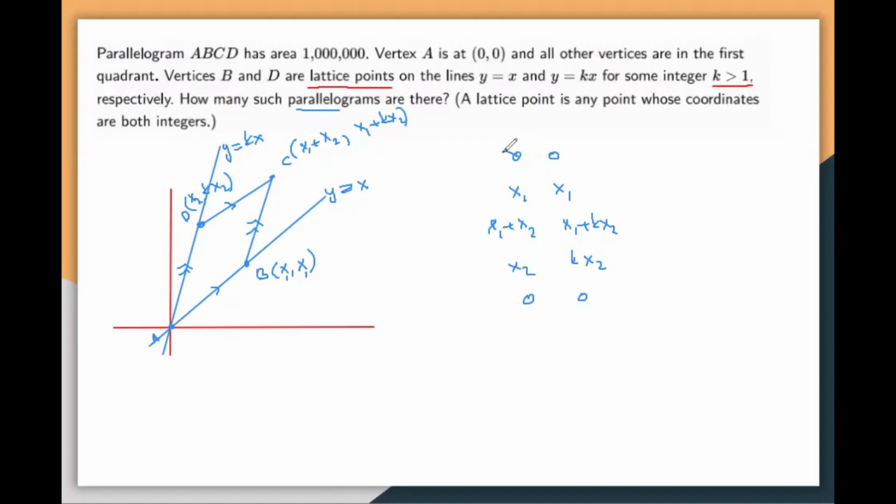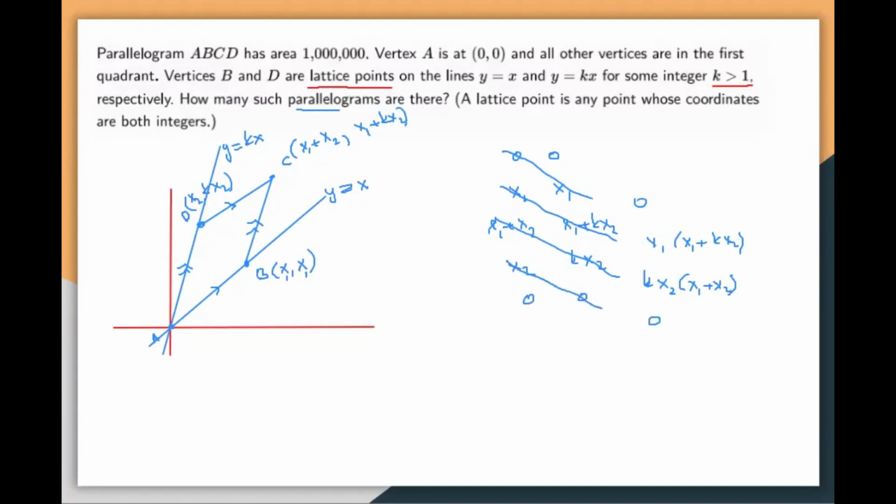So we are going to multiply these numbers. So that is just 0. And then we are going to multiply these. So you've got x1 times x1 plus kx2. And then we are going to multiply these. So you get kx2 times x1 plus x2. And then we multiply these two, so you've got 0 as well.